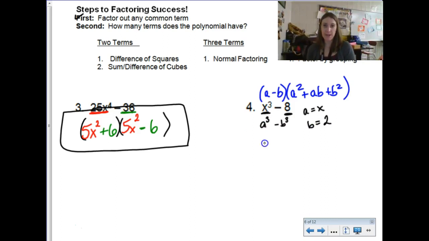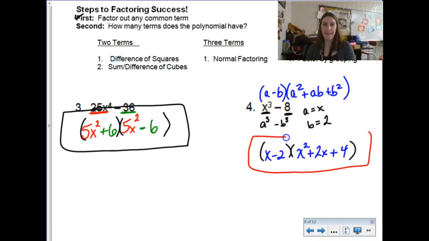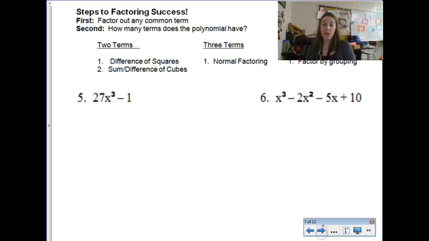Remember, you don't have to worry about signs here. Alright, let's plug them into the formula. The formula starts a minus b, so x minus 2. And then a squared, so x squared, plus a times b, which is 2x, plus b squared, which is 4. And then remember the best part about this pattern? You're done. Once you use it, you're done. And that only goes for the cubic patterns. Those are the only 2 patterns where that's true.